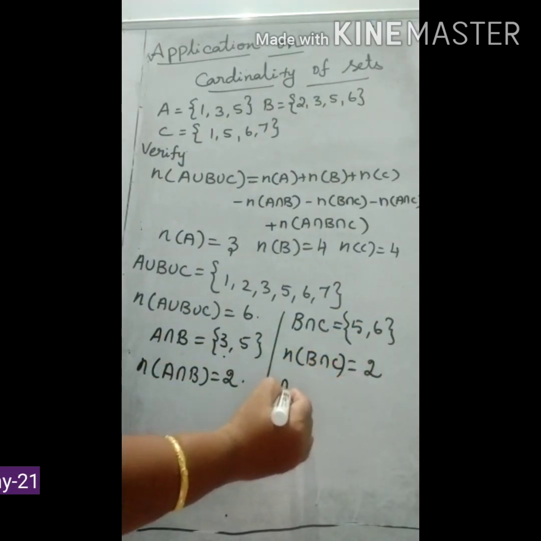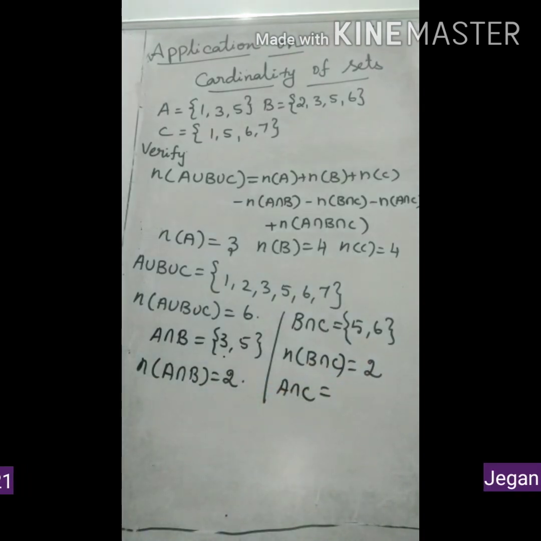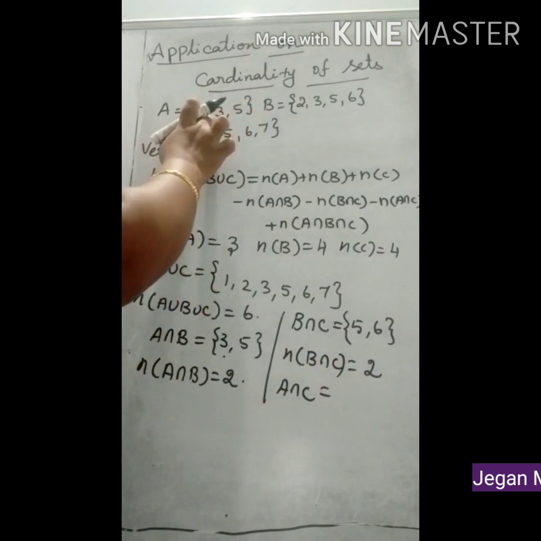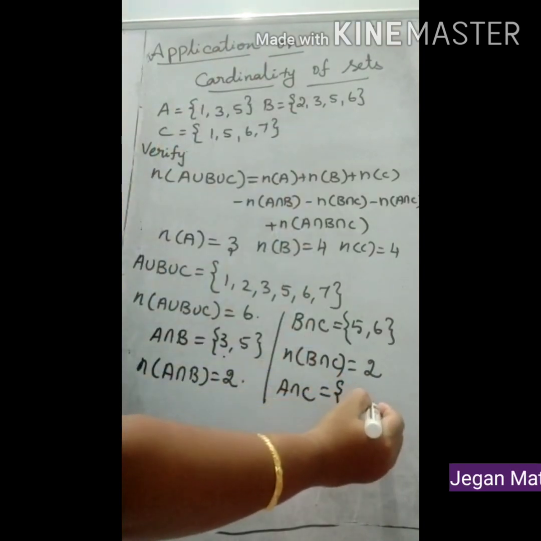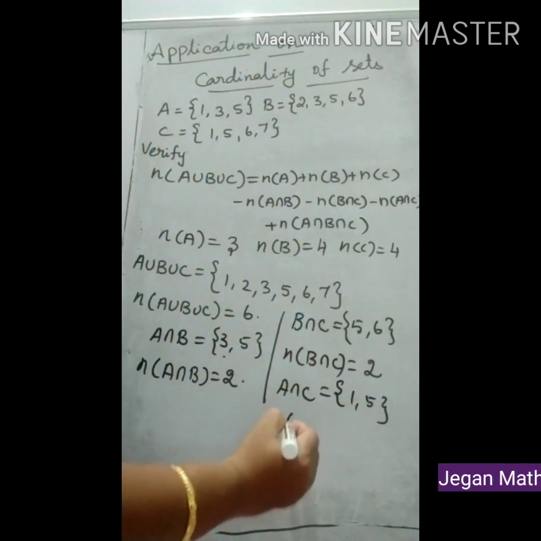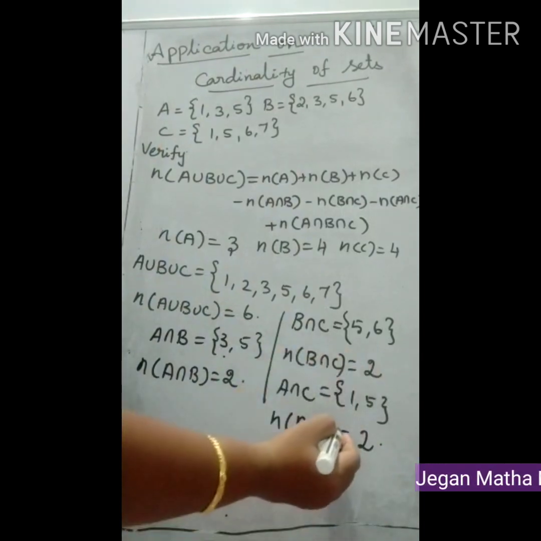Now find A ∩ C. A ∩ C is 1 and 5. So n(A ∩ C) = 2.